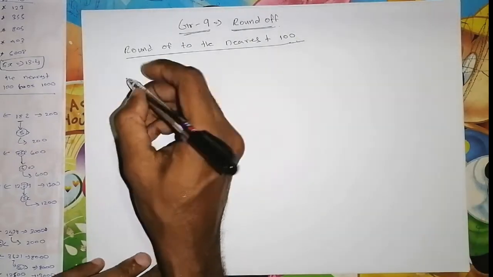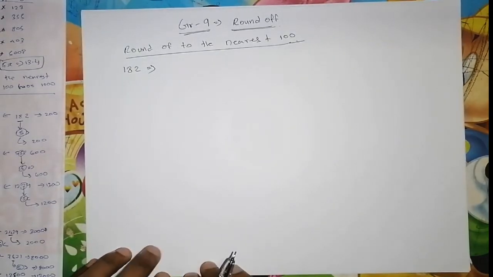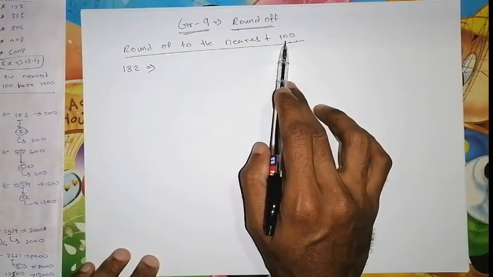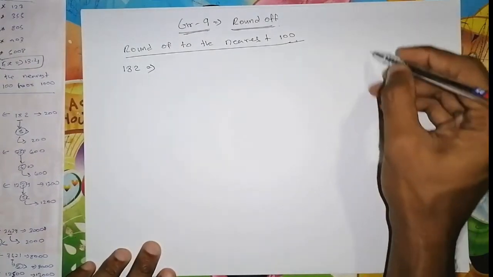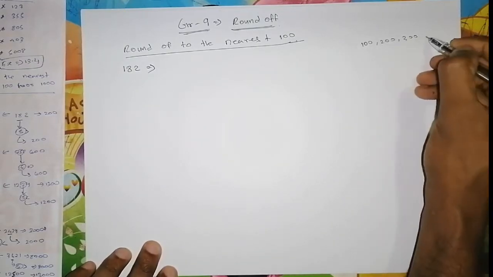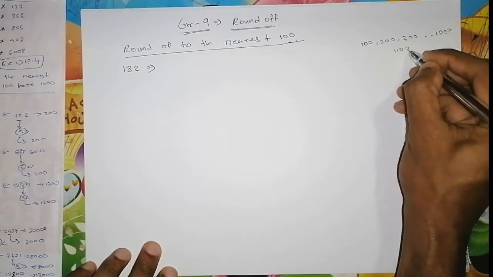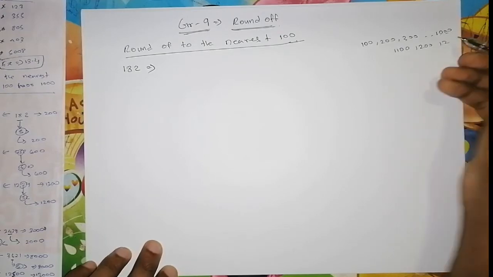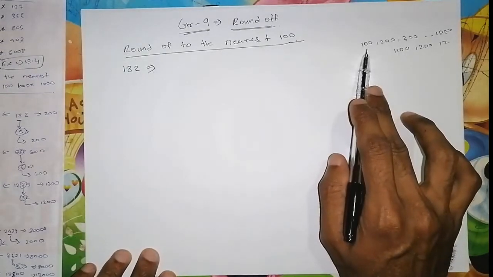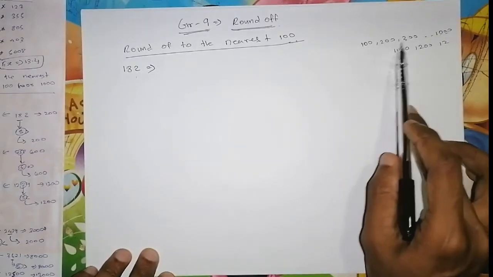The first one, we take 182. Round off 182 to the nearest 100. So nearest 100 means 100, 200, 300. Those are the hundreds. It goes on to 1000, then 1100, 1200, 1300. It goes like that. So nearest 100 means we need to find the given number is in between which hundreds.